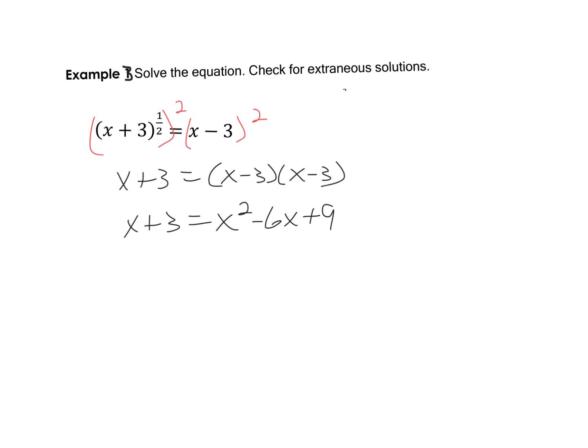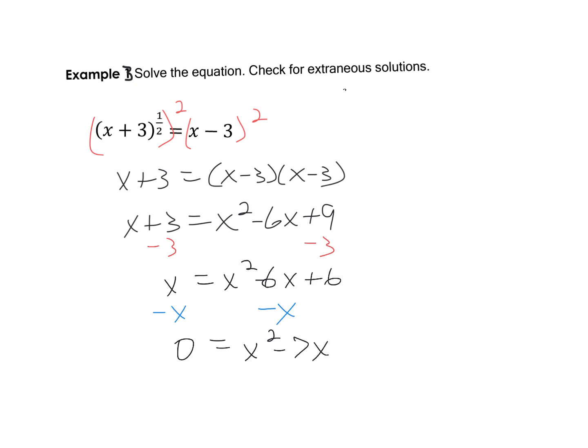So what we're going to have to do is subtract 3 from the left side and from the right side. That would leave us with x = x² - 6x + 6. But then we're going to have to subtract x from both sides. So we're left with 0 = x² - 7x + 6.